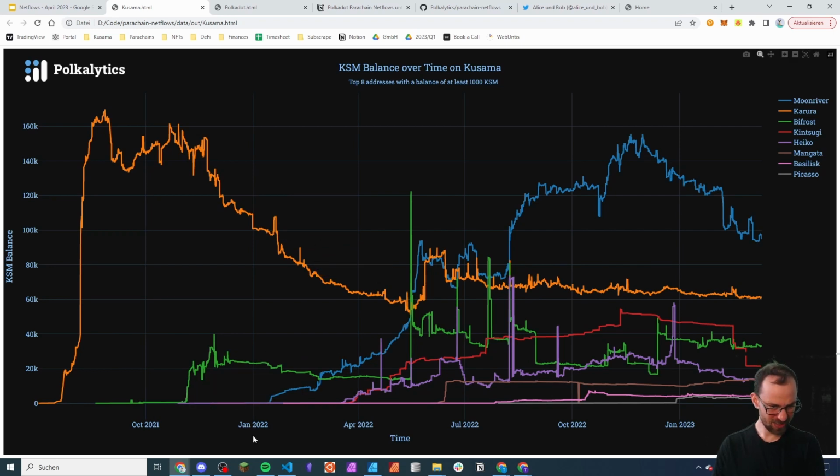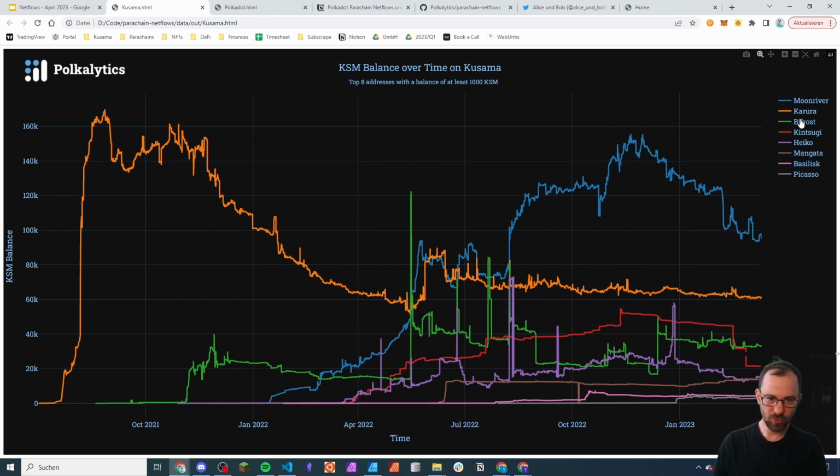Also, simultaneously, if you look at the time frame, we had the peak of the bull market or the confirmation that a bear market is setting in. So this decline can also be explained by the onsetting bear market. Okay, so this is Karura. Then we see Moonriver here, which saw a nice steady growth, also reaching 155,000 KSM. And it's declining a little bit recently.